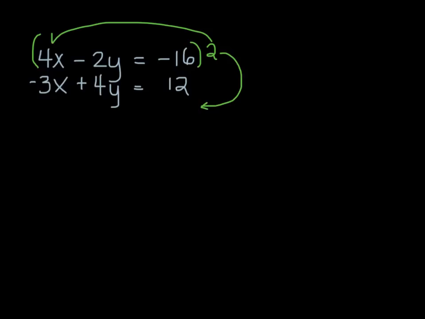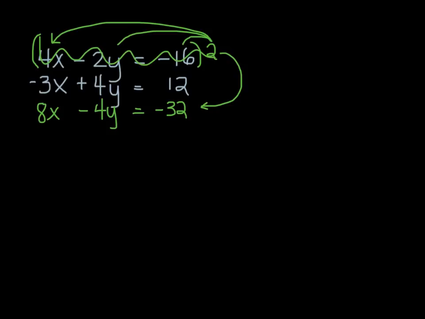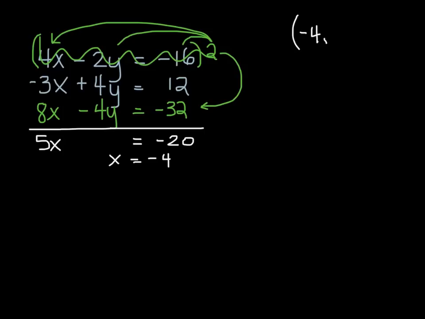So 2 times 4x gives me 8x. 2 times negative 2 is negative 4y. And 2 times negative 16 is negative 32. So now this equation has really gone away. And look what happens right here. Now if I add these two, a positive and a negative, they will cancel each other out. So I get 5x equals negative 20. Divide by 5, negative 4. So again, I have negative 4 as my x.